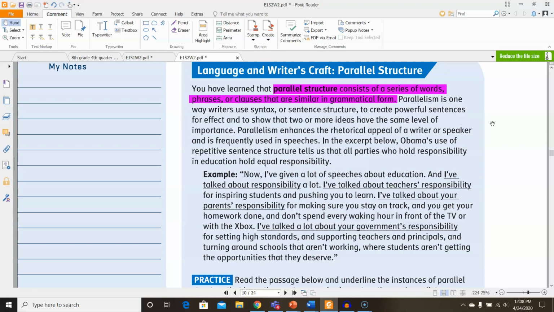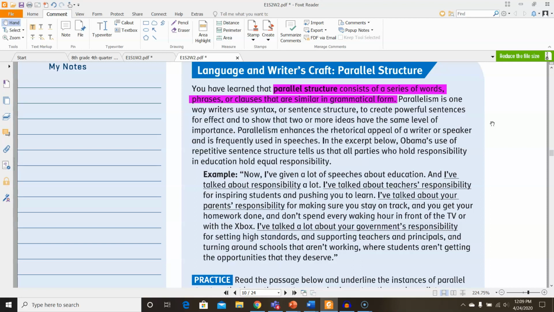So keep that in mind when they ask, why does the writer use parallel structure in this place? It's possibly because of that. Parallelism enhances the rhetorical appeal of a writer or speaker and is frequently used in speeches. In the excerpt below, Obama's use of repetitive sentence structure tells us that all parties who hold responsibility in education hold equal responsibility. Example. Now, I've given a lot of speeches about education, and I've talked about responsibility a lot.